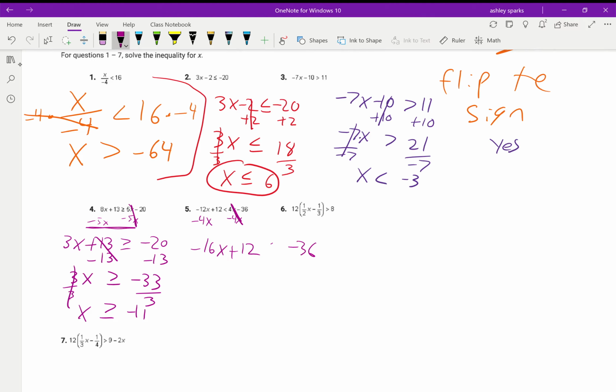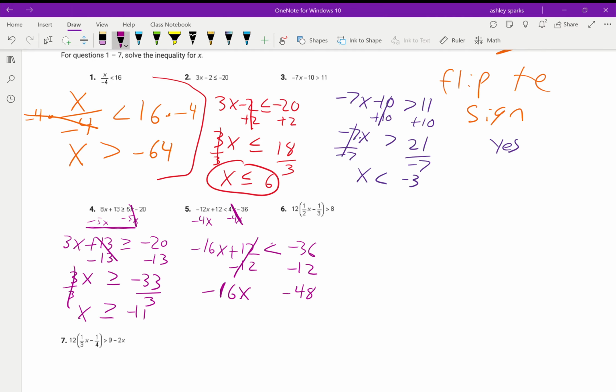Again, right now, that was just subtraction. No multiplication has happened yet, so I can leave it the way it is. My next step, opposite of positive 12 is negative 12. Cancel. Negative 16x. And what are we going to have? We're going to have negative 48 over here.